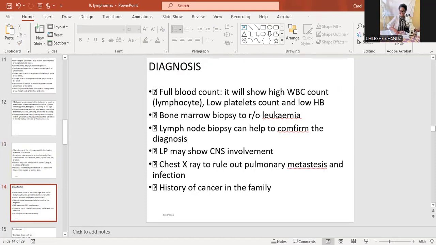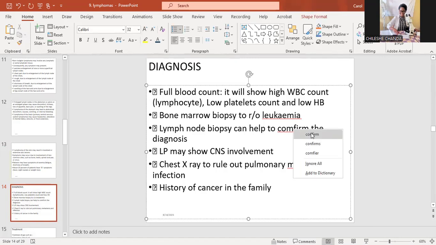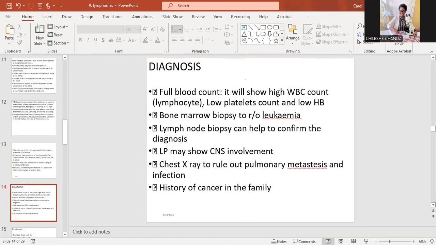Now, how do you diagnose lymphoma? Obviously, the first thing you're going to do is take a history. The second thing you're going to do is a physical examination. You're going to examine the areas where you need to find lymph nodes, okay? And you do a full blood count, which will show you a high white blood count, especially the lymphocytes themselves. There'll be a low platelet count, low HB. Bone marrow biopsy should also be done to rule out leukemia. You can do a lymph node biopsy, and this one will definitely confirm the diagnosis. And you do a lumbar puncture, which may show central nervous system involvement, and a chest X-ray to rule out pulmonary metastasis.